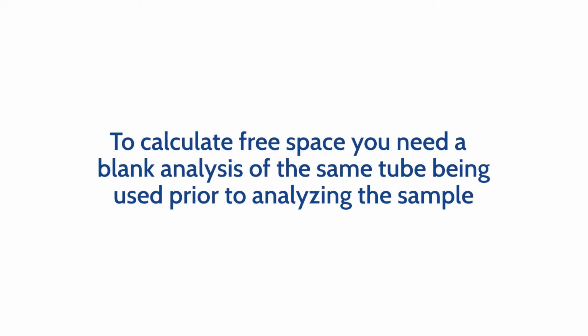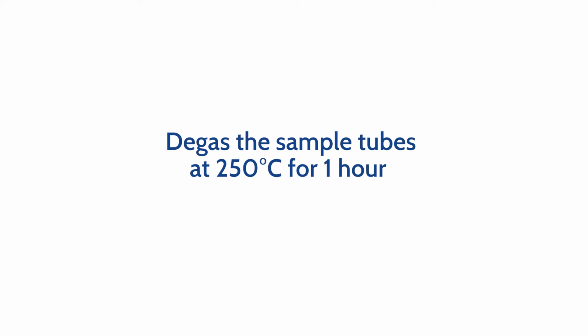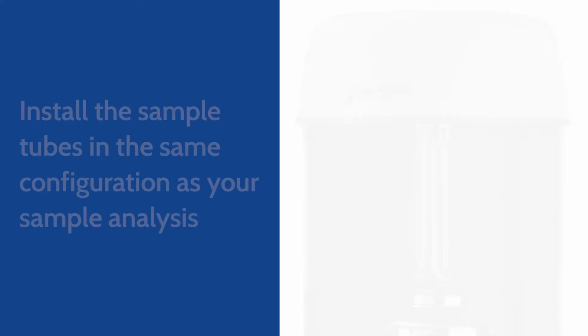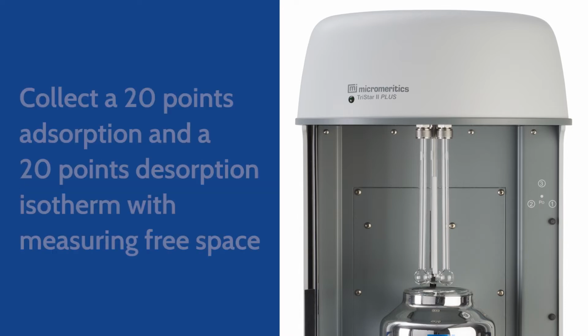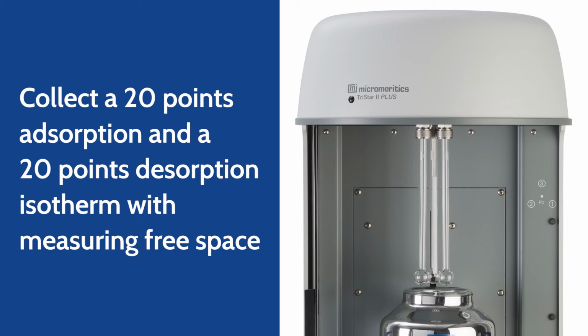to analyzing the sample. For a blank analysis, degas the sample tubes that will be used in the sample analysis at 250 degrees Celsius for 1 hour. Install the blank tubes on the sample port with the same sample tube configuration as a sample analysis, and collect a 20 points adsorption and a 20 points desorption isotherm with measuring free space.